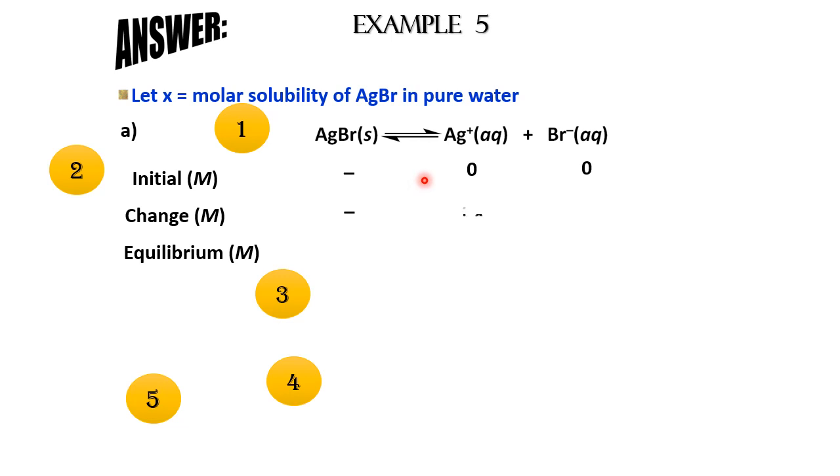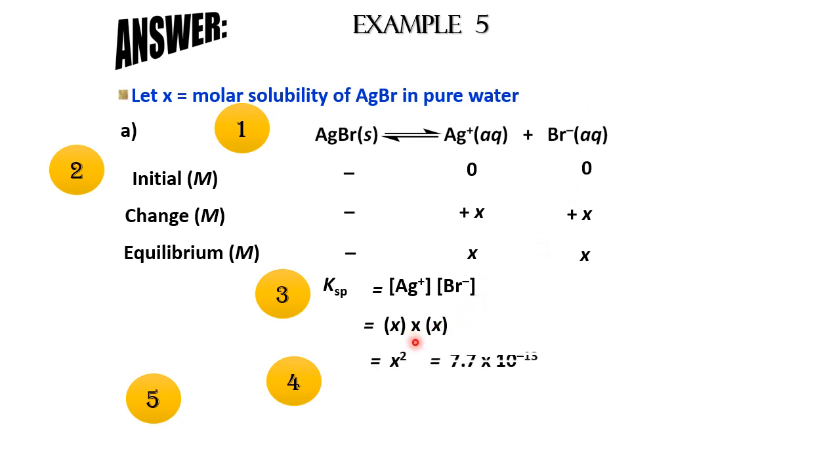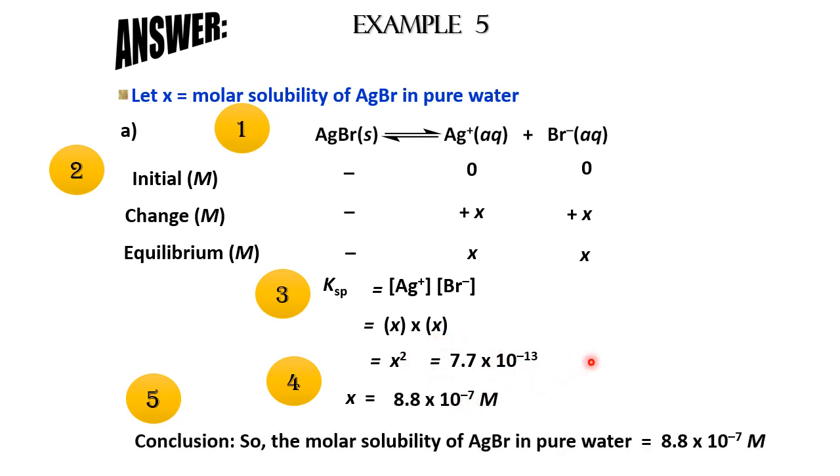Okay, 0, 0 at the product side. Positive X, positive values based on the coefficient. So this is the concentration of the species at equilibrium. So Ksp is the concentration of silver ion times the concentration of bromide ion. So X times X equals X squared equals this value. And then we solve and we get X equal to 8.8 times 10 to the power of negative 7. The molar solubility of silver bromide in pure water is 8.8 times 10 to the power of negative 7 molar.